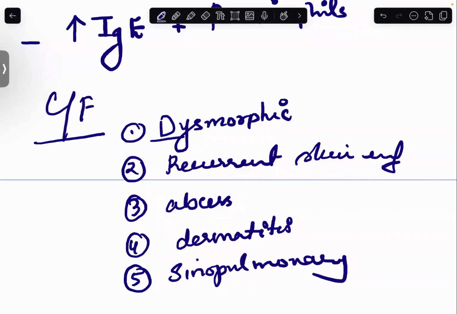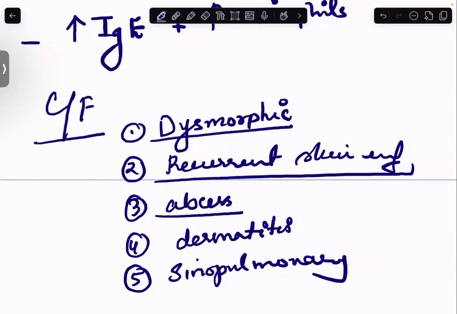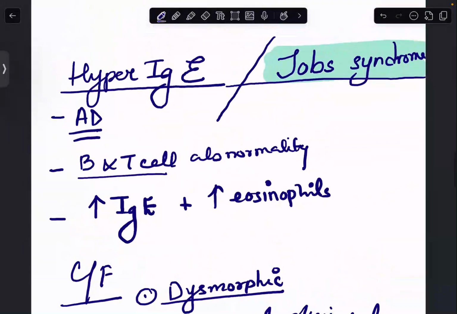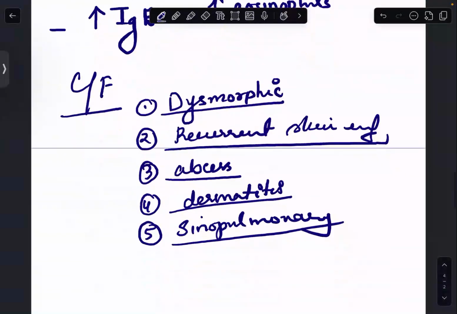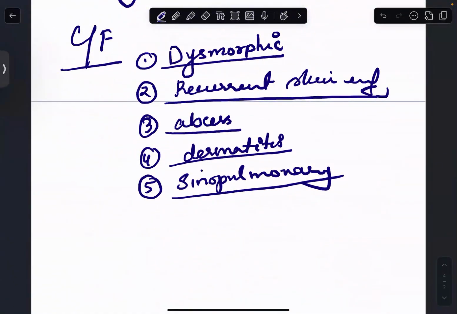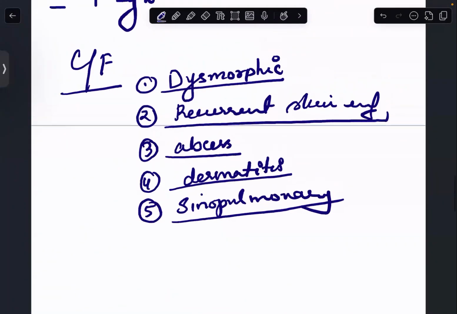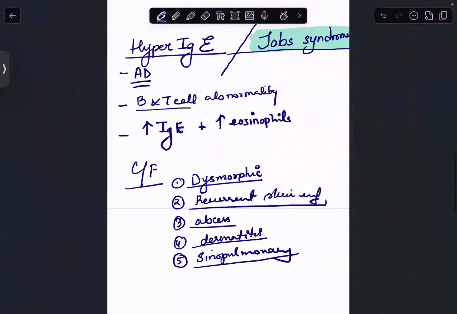So there will be some dysmorphic facial features, recurrent skin infection, abscess, but mostly superficial abscess, not deep-seated, dermatitis, and sinopulmonary infections. What do you do for this? Again, you treat with the antibiotic. There is no particular treatment, you will treat with antibiotic. Okay, this is about hyper IgE or Job syndrome.